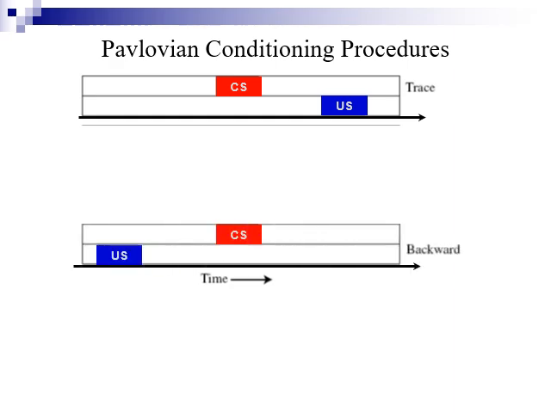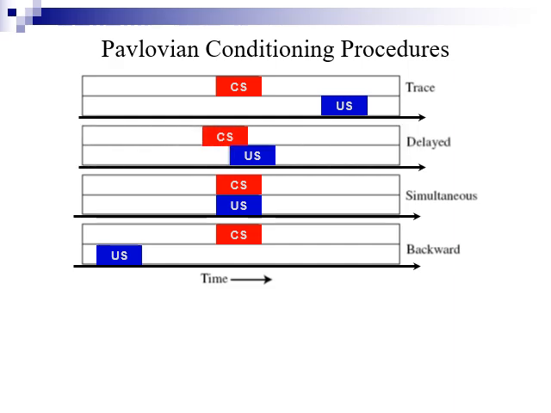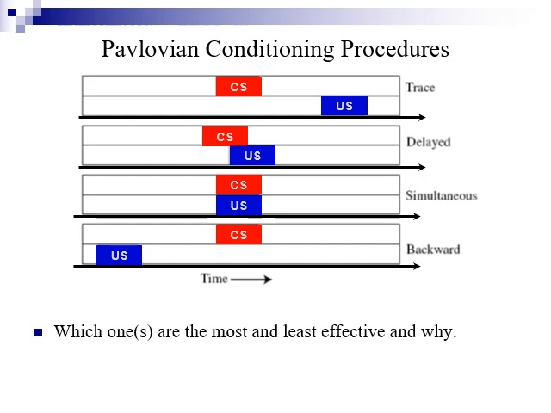Under backward conditioning, well, it's just the opposite of that. The US is presented and is followed by the CS. With simultaneous conditioning, the CS and the US turn on and turn off simultaneously. And under delayed conditioning, the CS turns on, and while it's still on, the US is presented. So, which of these do you think would be the most and least effective?